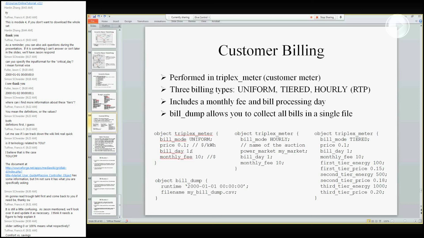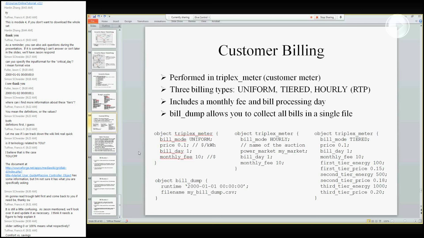But really, this bill day will be the day of the month that you want to process the bill. In this case, it's being processed on the 1st. So really, you're going to be processing the bill from the previous month on the first day of this month. One note here is that it will only work through days 1 through 28. It doesn't accept 29, 30, or 31 because it gets fairly confused about February. So we've just made that limitation on there.